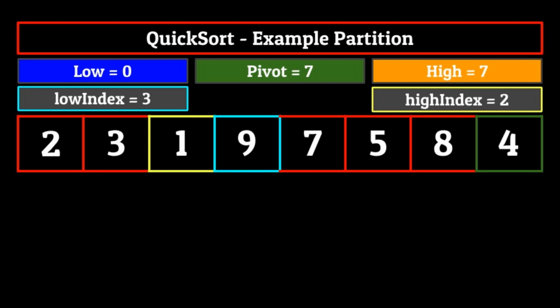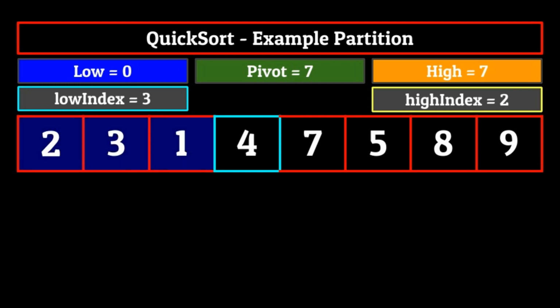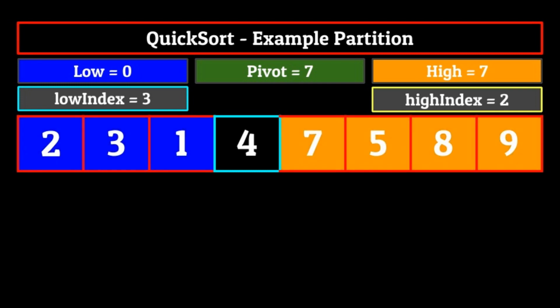We break out of the outer while loop and swap the element at the low index with the element at the pivot. We have now successfully partitioned a list of 8 elements. You can see that 2, 3, and 1 are all less than the pivot element, and 7, 5, 8, and 9 are all greater than the pivot element. This is the main strategy that's implemented in QuickSort, and also the backbone of how it takes an unsorted list and turns it into a sorted one.